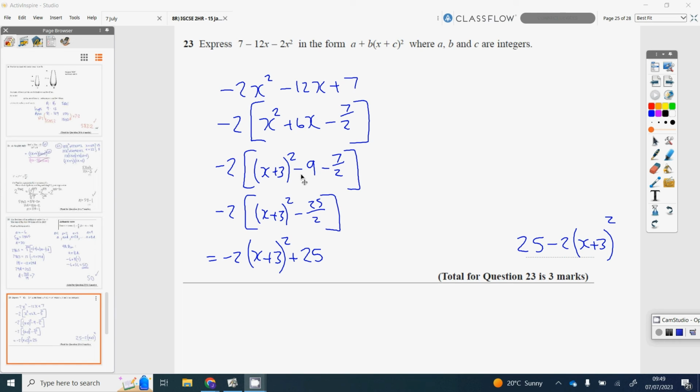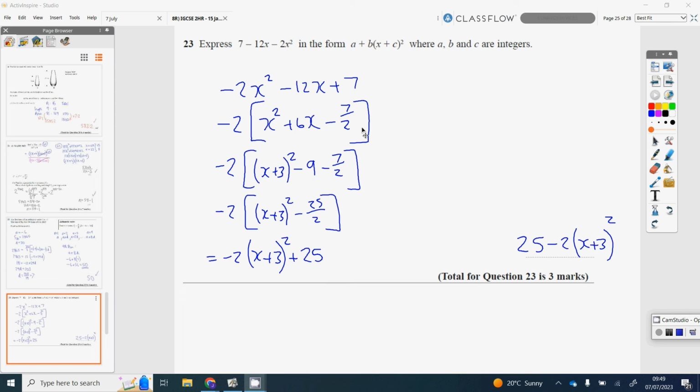So just make sure you're comfortable that all of that there, the (x plus 3) squared minus 9, equates to x squared plus 6x. And then I've still got my minus 7 over 2 on the end. Just gathering up the minus 9 and the minus 7 over 2, I get minus 25 over 2. And then finally, I can just multiply each of these terms by minus 2. So don't overcomplicate things. Leave this as it is, but just say it's minus 2 lots of that. So minus 2 times the bracket, and then minus 2 times minus 25 over 2 is plus 25.